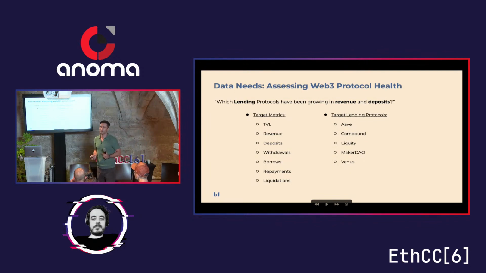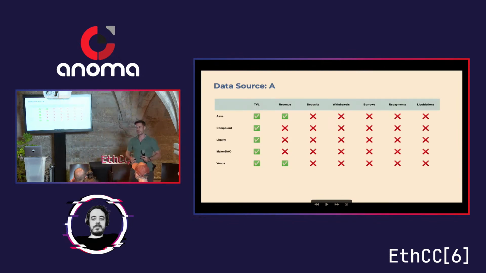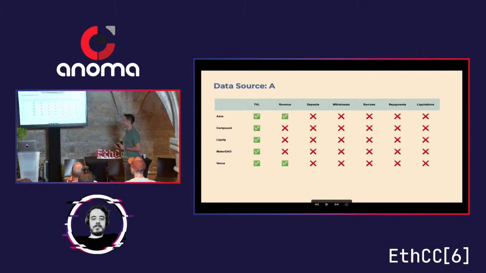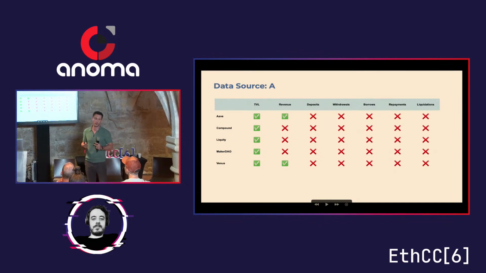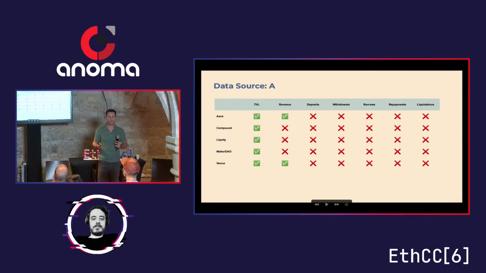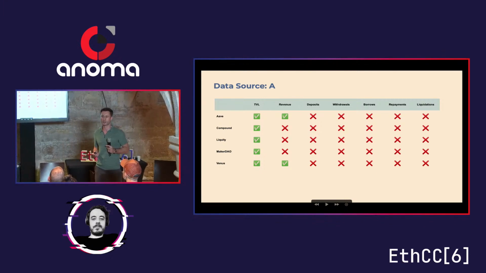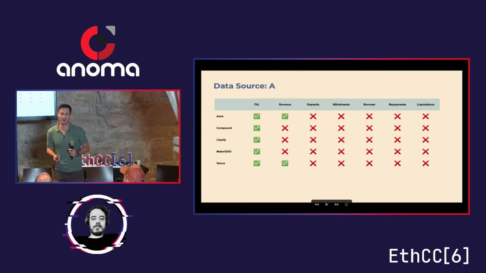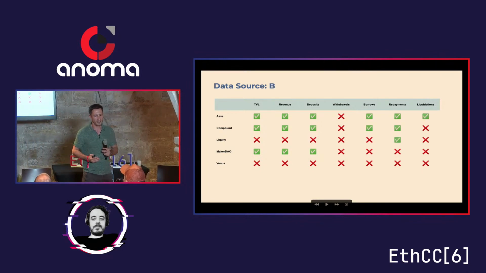This boils down to the problem that we all have, and it's essentially like this. Starting with data source A, Jimmy goes on a portal and tries to aggregate different metrics for his protocols. And essentially what you see here is that you have coverage only for one metric, and for all the other metrics, the coverage is very, very sparse. Of course, data source A is not enough, so you go and check data source B. And here the situation looks a bit different. You have better coverage in terms of different metrics.